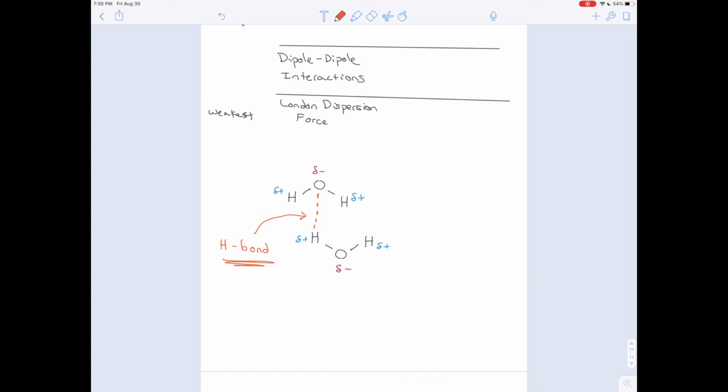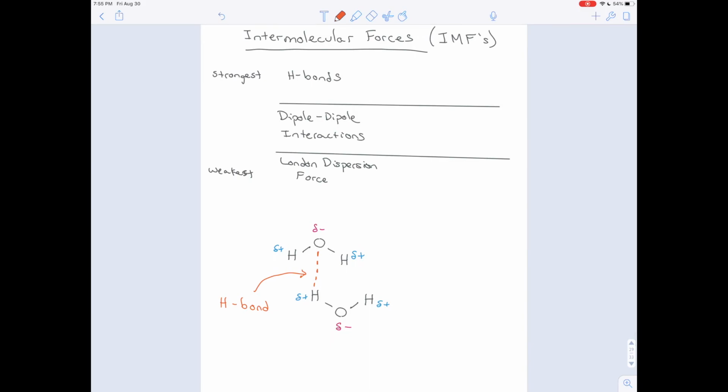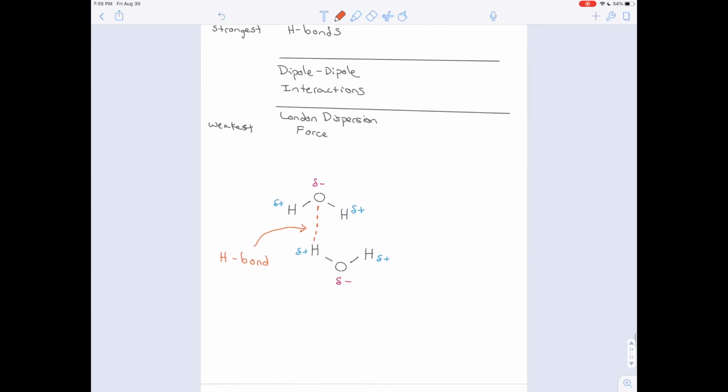Now, that's a very misleading name because this is not a bond. This attraction is around 30 times weaker than your average covalent bond. So it's much weaker than a covalent bond. It's not a bond, it is an intermolecular force. It is the strongest of the intermolecular forces, and it's used to hold things together like the two strands of DNA in the double helix. The two strands are held together by these hydrogen bonds.